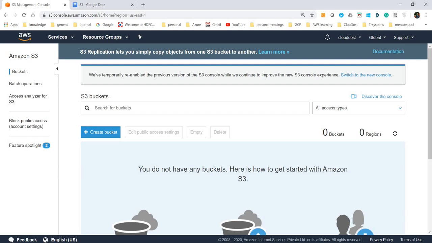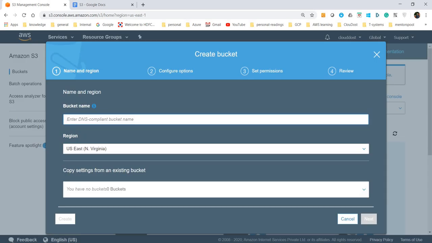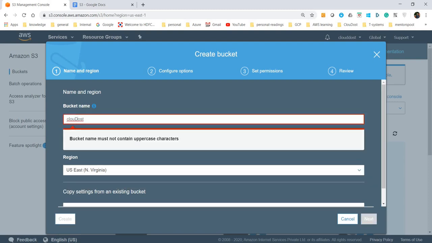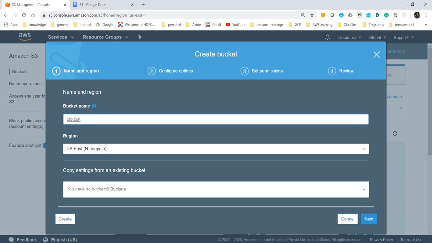So here we will be going to create our bucket. Click create bucket, and here it's asking me the name. So I will name the bucket as ClouDost. So guys, see, I have kept all the characters small, and if I use any capital letters, it will give me an error. So all the bucket characters should be small and all the naming conventions should be followed.